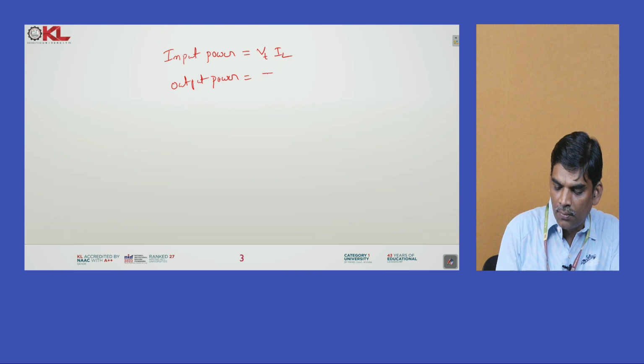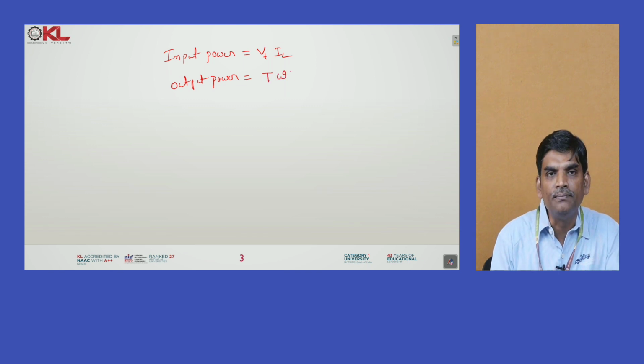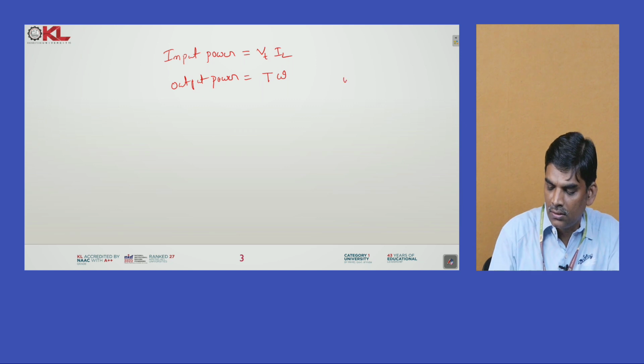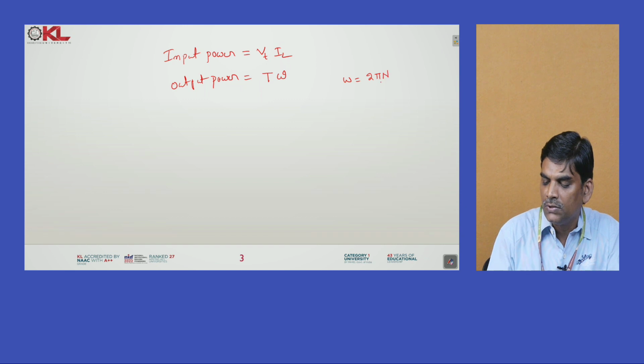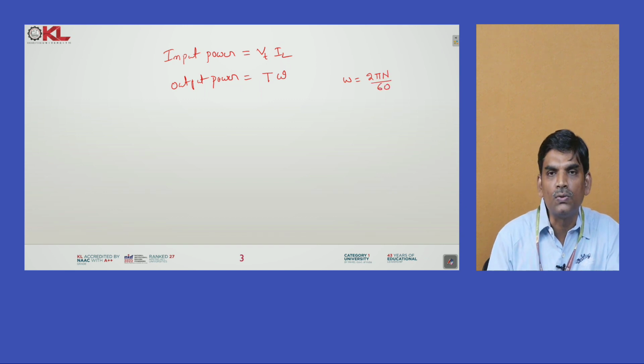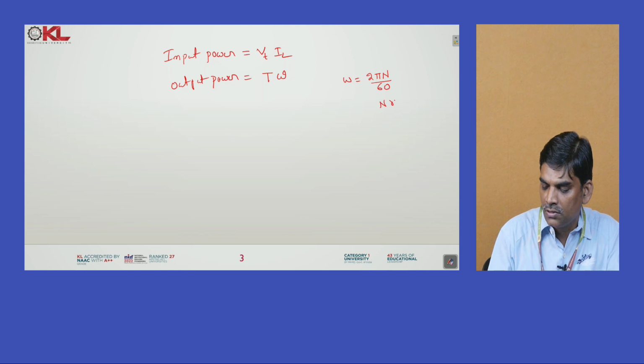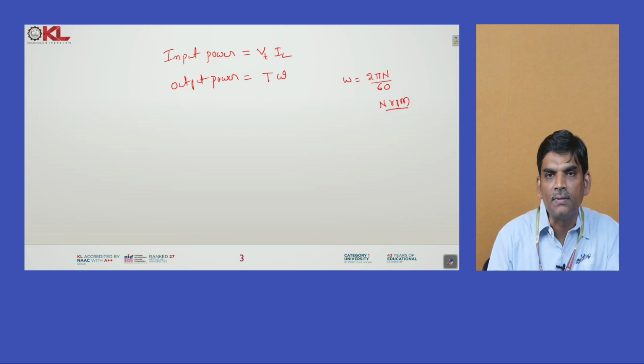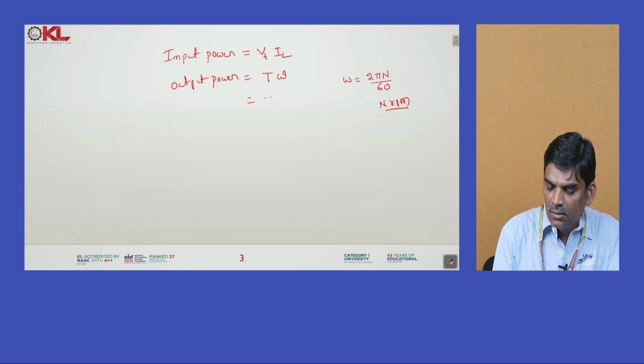The formula for mechanical power is torque into angular speed. Here omega, in terms of RPM, you can write as 2 pi n by 60, where n is the revolutions per minute. So it is in radians per second, and we take this as the angular speed. So the output power is 2 pi n T by 60. This is the output power formula, and this is the input power formula.